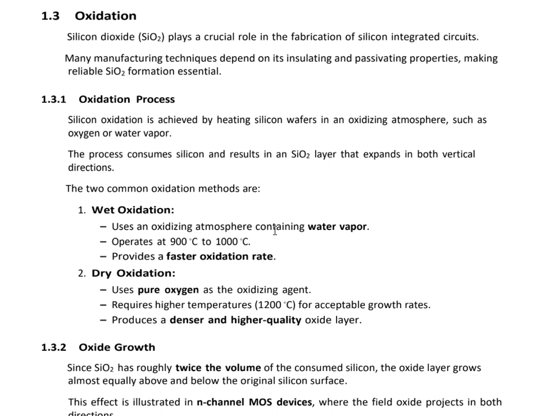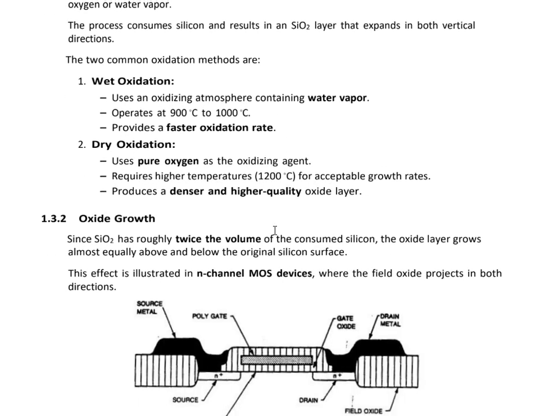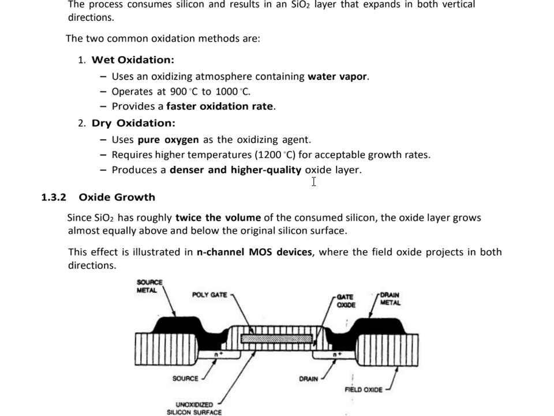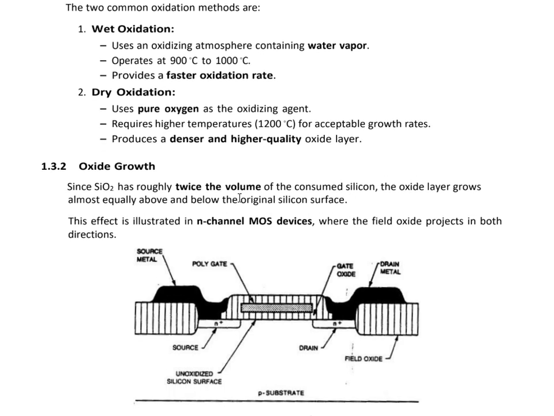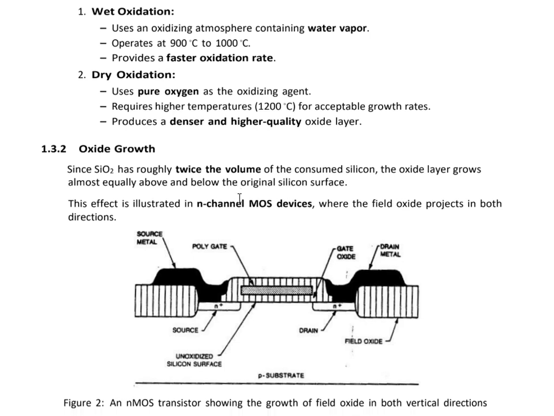In wet oxidation, we use an oxidizing atmosphere containing water vapor and operating at 900 degrees Celsius to 1000 degrees Celsius, and wet oxidation provides faster oxidation rates, whereas in dry oxidation we use pure oxygen as the oxidizing agent at a high temperature of 1200 degrees Celsius, and dry oxidation produces a denser and higher quality oxide layer.